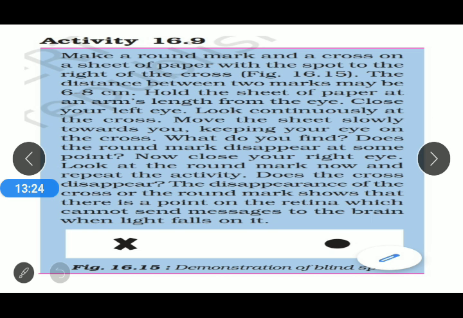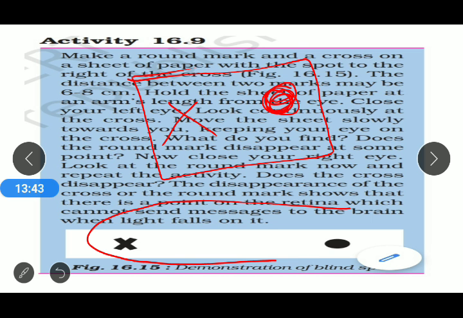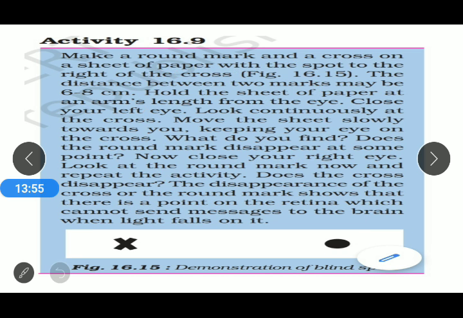For that purpose, we will take a paper sheet. On that paper sheet, we are going to draw these two symbols, a cross and a dark circle. As mentioned here, there is a white sheet on which we make a sign of a bold cross, and we put a bold circle next to it. After that, we take that paper very near to our eye.